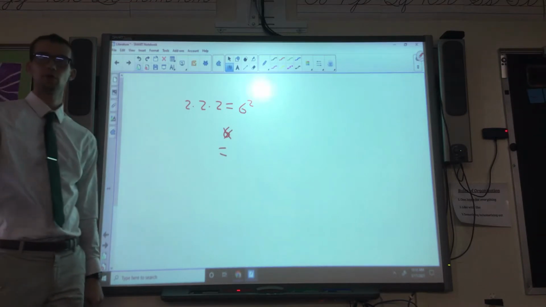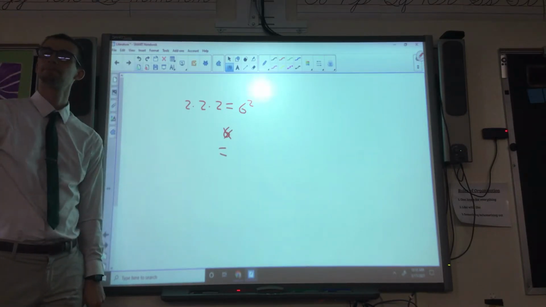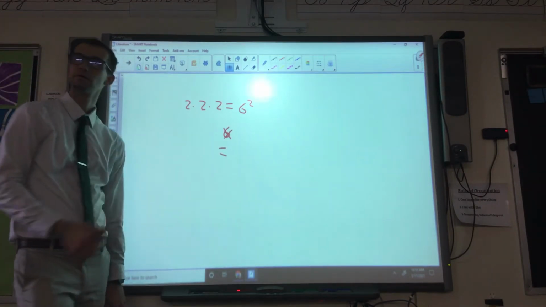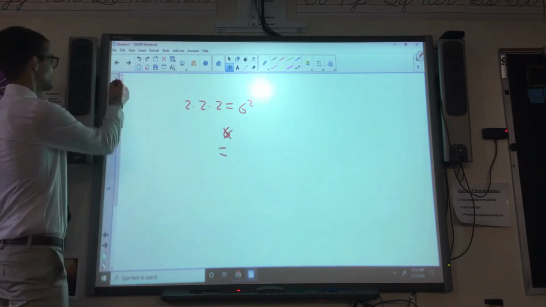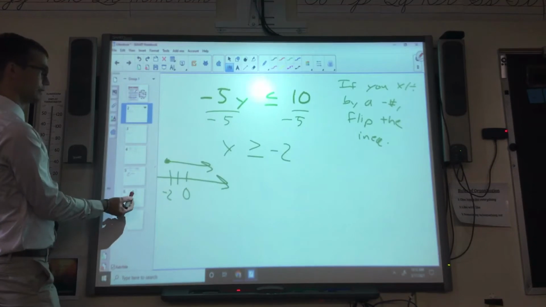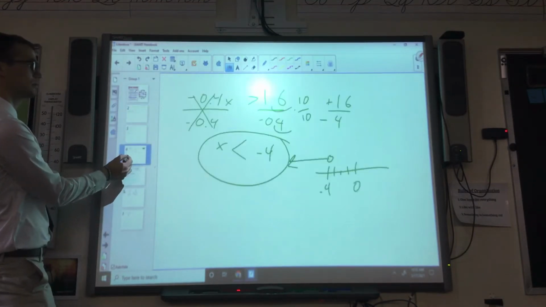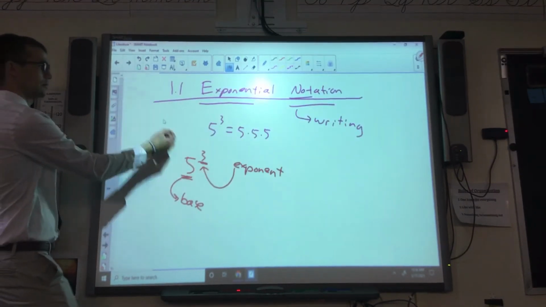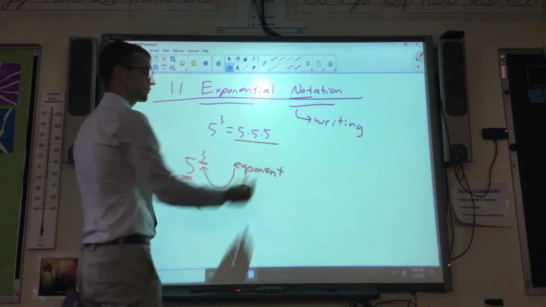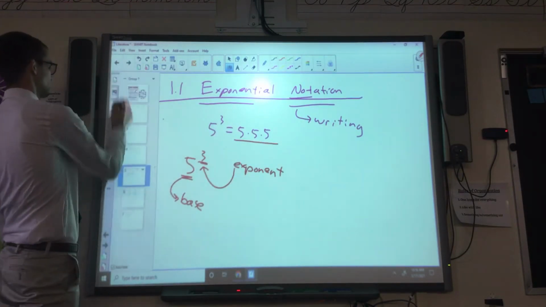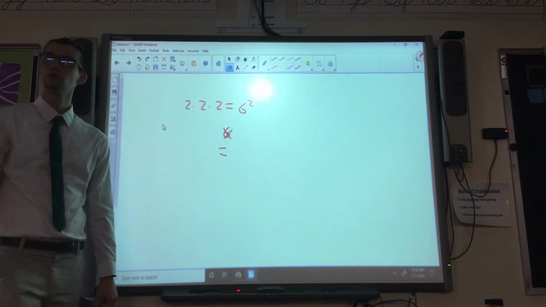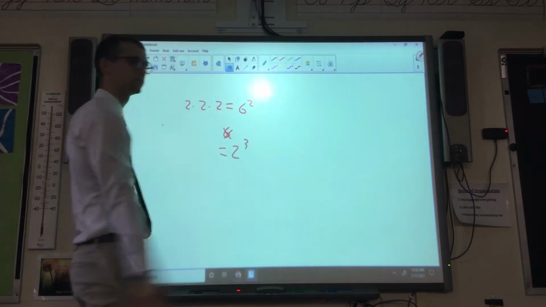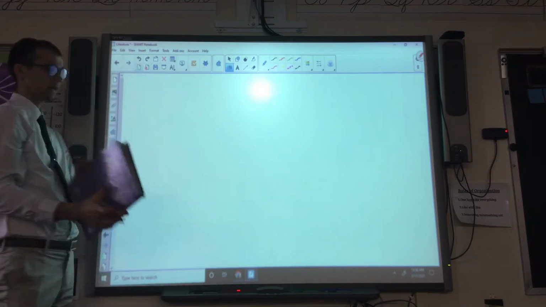4 to, no, that's 4 times itself. What is it in exponential notation? Madison already said one earlier. She said 5 cubed is 5 times 5 times 5. So what then is 2 times 2 times 2? 2 cubed.